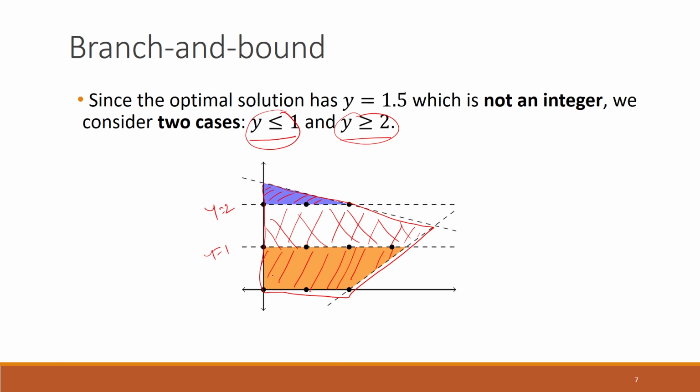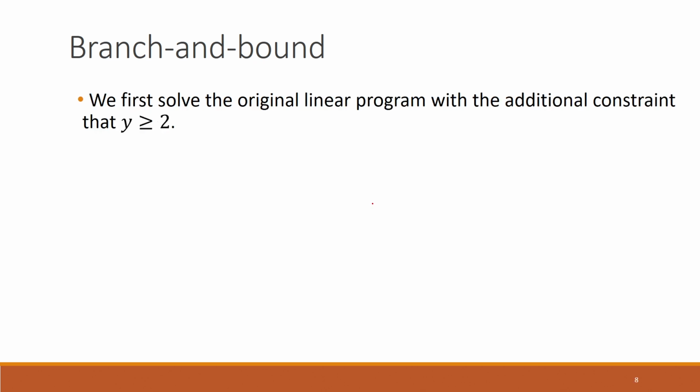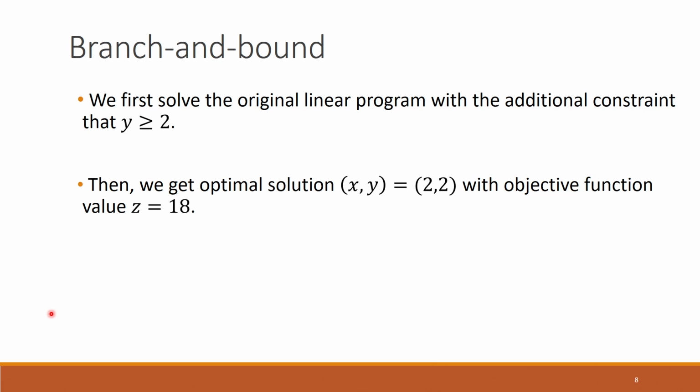One is y less than or equal to 1 here, and the other is y greater than or equal to 2 here. Let us first solve the original linear program with the additional constraint that y is greater than or equal to 2. When we do that, the optimal solution will be at the point x comma y equal to 2 comma 2, and the objective function we get will be z equal to 18.